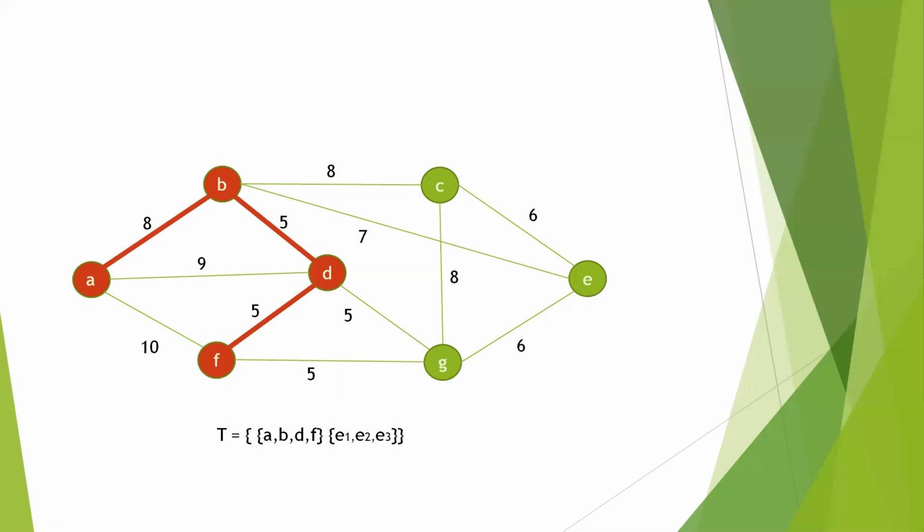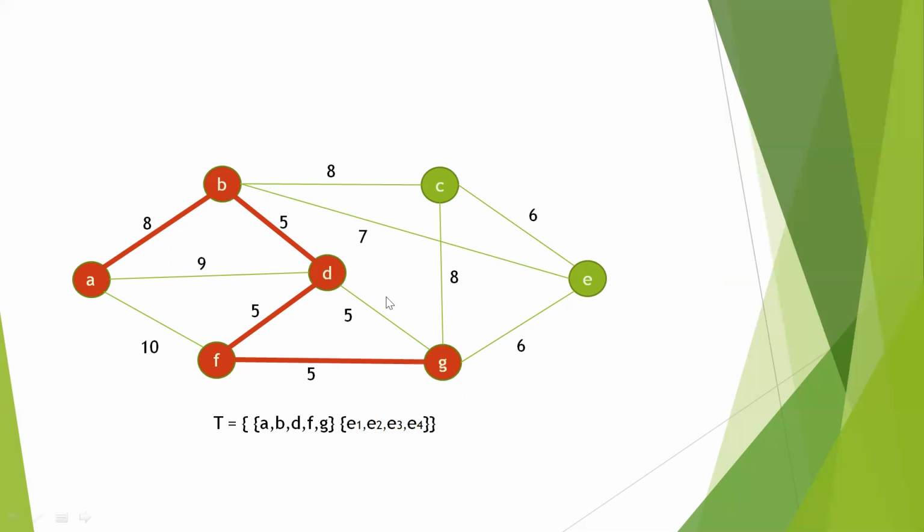Now the adjacent node to F is A, but it is already a part of the minimum spanning tree. And if we select A, then it forms a cycle. So we do not consider this edge now. Now the remaining adjacent node is G only. So the next new node is G and its minimum weight is equal to 5. So the new edge is F to G.